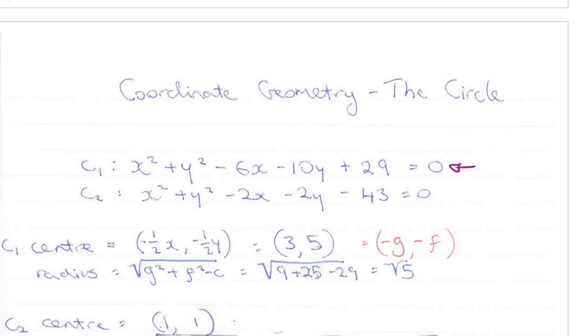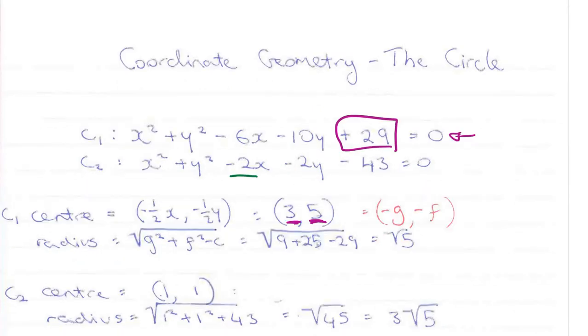just take minus half the x coordinate and minus half the y coordinate, and that gives us our centre. So for circle 1 it's going to be (3, 5), and the radius will be the square root of g squared plus f squared minus c, which is 3 squared plus 5 squared minus c. Well, this is c, so it's going to be minus 29. So the radius is the square root of 5.